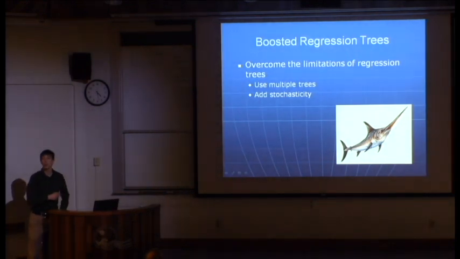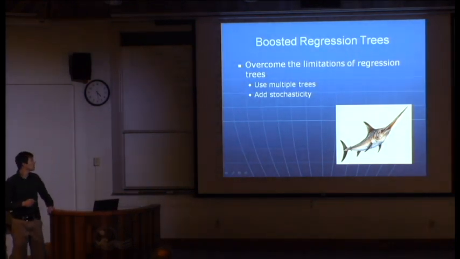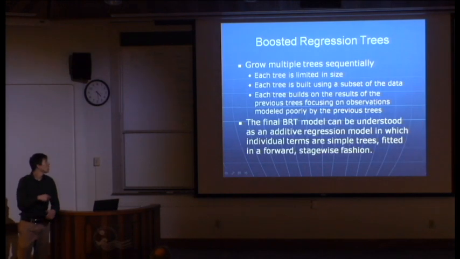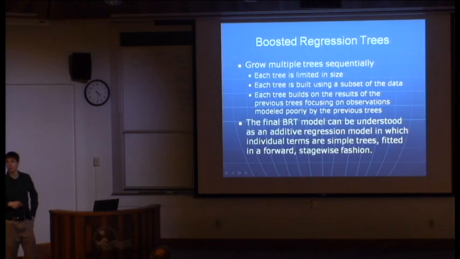Fortunately, we have boosted regression trees, which overcome the limitations of regression trees. And they overcome these limitations by using multiple trees rather than a single tree, and by adding stochasticity. So by adding a little bit of variability, believe it or not, your predictive ability improves tremendously. So what are they, and what do you do when you build a boosted regression tree?